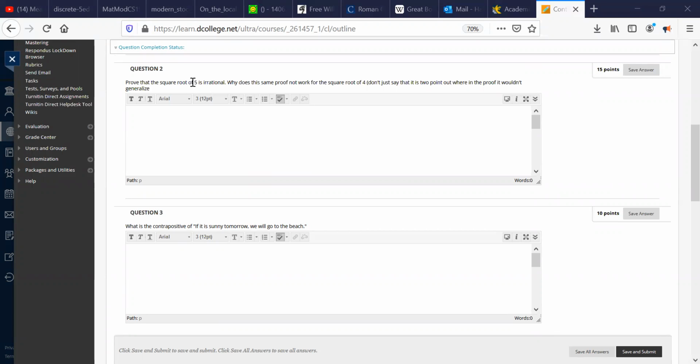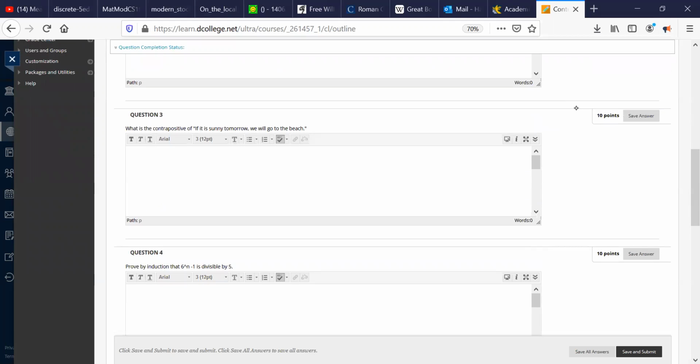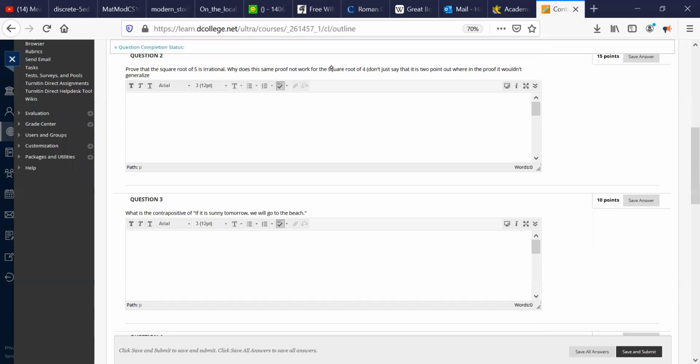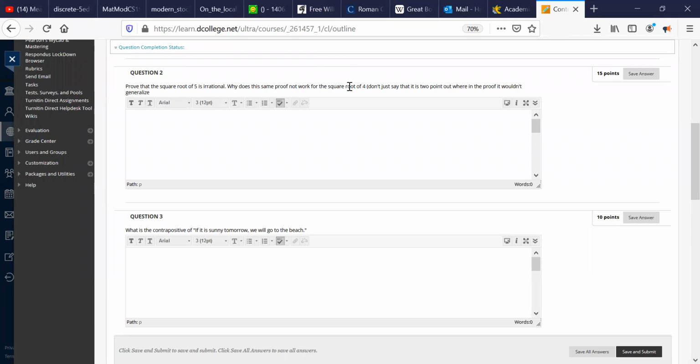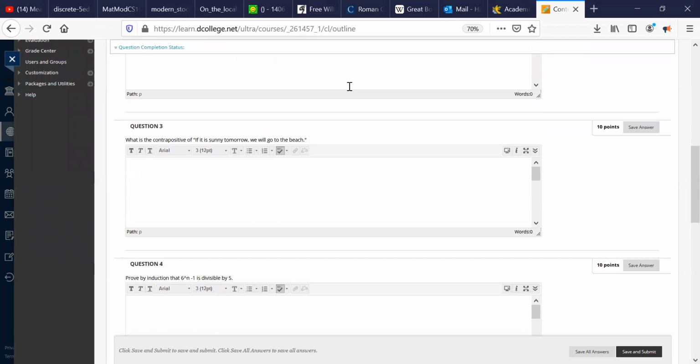So this question right here is basically the same as one that you guys had in your homework. So I'm not going to go over it with the exception of this right here. Why does this proof not work for the square root of 4? It's going to be that the square root of 4 is an integer, so you don't get that it has to be divisible by 2 at that point. Or you get that it's divisible by 2 instead of, yeah.